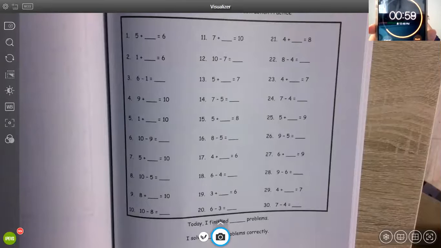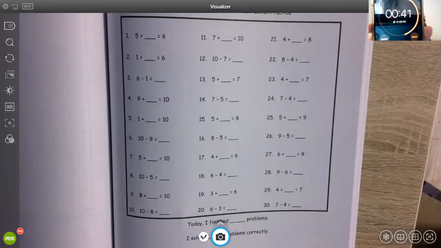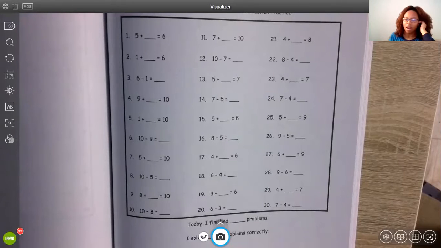You have 1 more minute. Less than 30 seconds. Almost there. All right, time is up.